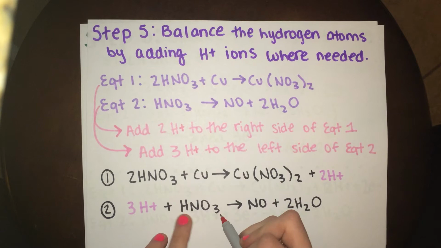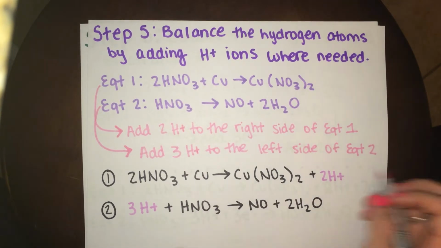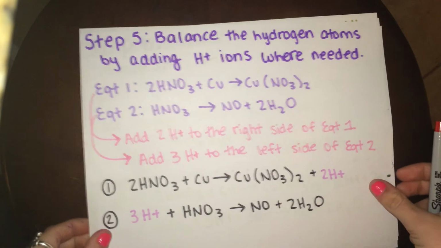Because there's 3 hydrogens here, and then there's 2 hydrogens on the other side, so you're trying to make them even.